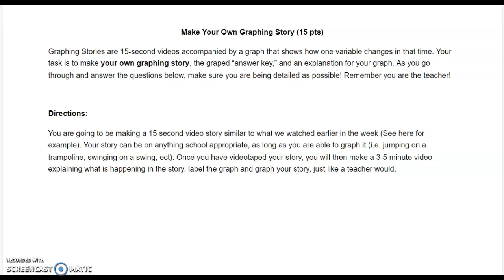Welcome to an explanation of what your Features of Functions project is going to look like. Throughout these last few weeks, we've been looking at graphs. We've been determining if they're increasing, decreasing, if they're discrete or continuous. We've been looking and giving details about features of graphs.